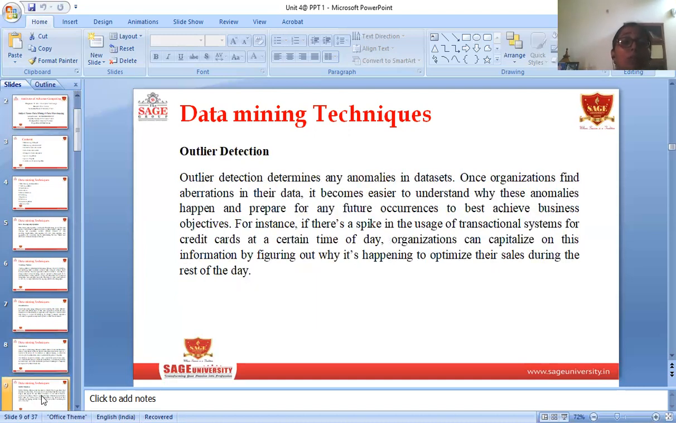Now we are discussing outlier detection. Outlier detection determines any anomalies in the database. Once organizations find anomalies in their data, it becomes easier to understand why these anomalies happen and prepare for any future occurrences to best achieve business objectives. For instance, if there is a spike in the use of the transaction system for credit cards at a certain time of day, the organizations can capitalize on this information by figuring out why it is happening to optimize their sales during the rest of the day.